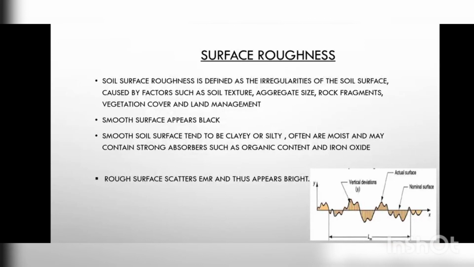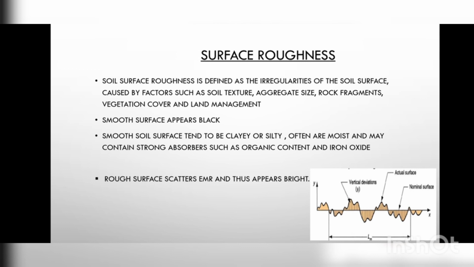So we have been discussing the important properties of reflectance of soil, and this is the last property which we will be discussing. It is known as surface roughness. So what is surface roughness? It is defined as the irregularities of the soil surface caused by factors such as soil texture, aggregate size, rock fragments, vegetation cover, and land management. Surface roughness significantly decreases the soil reflectance.